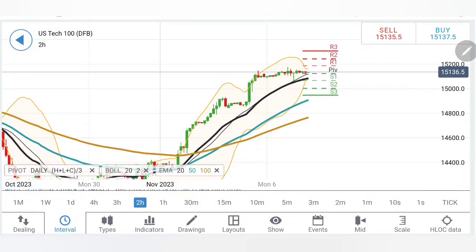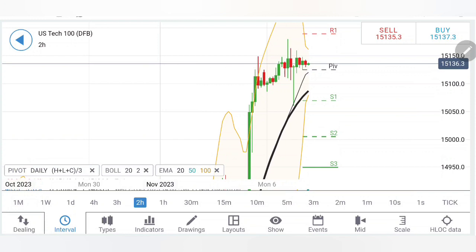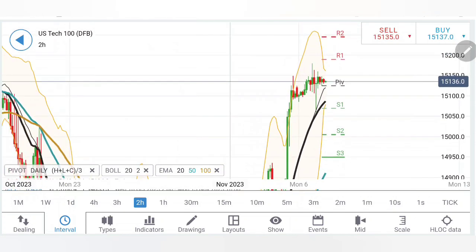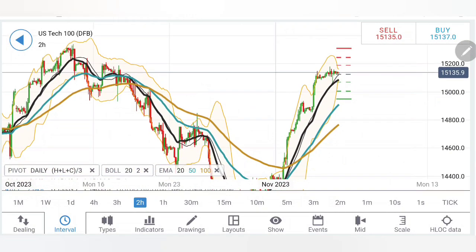Likewise, on the 2-hour chart, see, for once it has touched the 20 period moving average, but it has not sustained. It has reversed immediately. Now the 20 period moving average is sitting at around the 15080, 15060 zone, which is a great support for the US 100 for today. But my concern is the extreme divergence of the moving averages on the 2-hour chart, which calls for them to converge a bit.